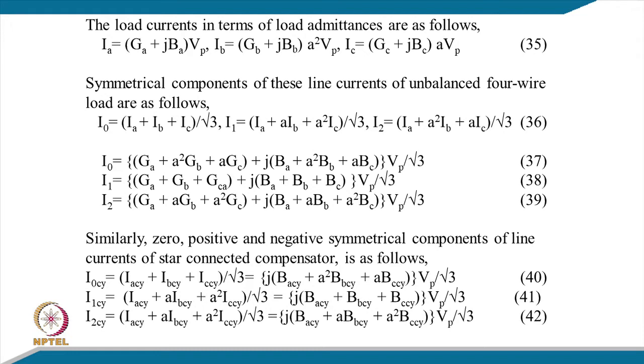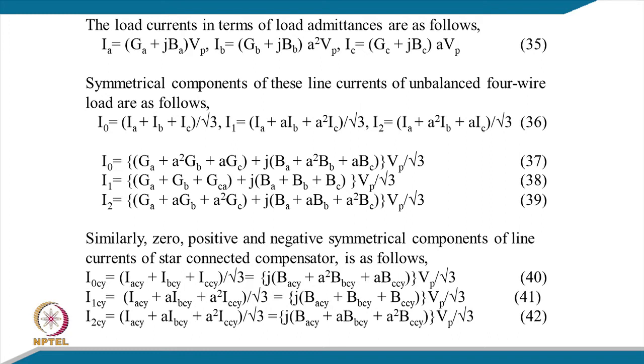And I2 can be written as (GA plus a GB plus a square GC plus j(BA plus a BB plus a square BC)) Vp by root 3. So, these are the three symmetrical components of the load current: zero sequence, positive sequence and negative sequence. Similarly, the zero, positive and negative sequence symmetrical components of the line current of the star connected compensator are as follows.